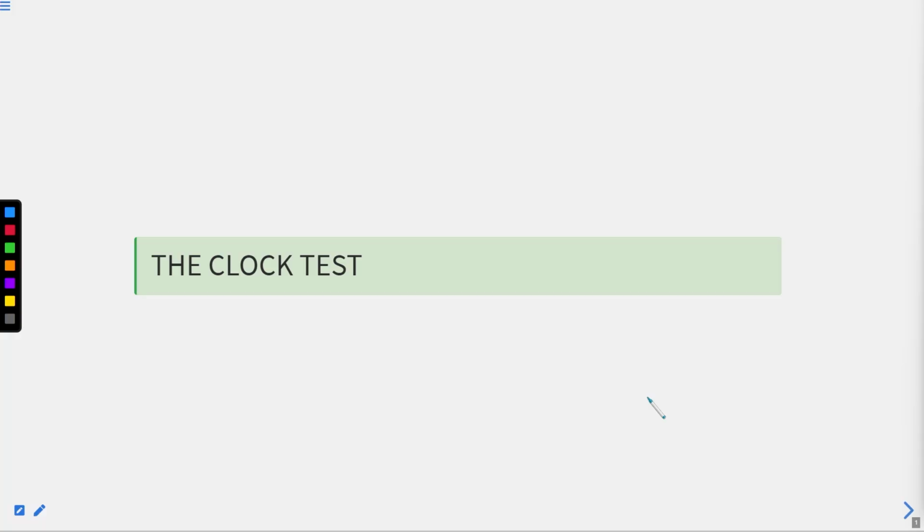Hello students, welcome to the Mental Ability series class 10th. Today in this series we are starting with a new chapter named The Clock Test. As the name suggests, in this chapter we are going to deal with the concept as well as questions related to a clock. Here we are going to deal with different concepts.